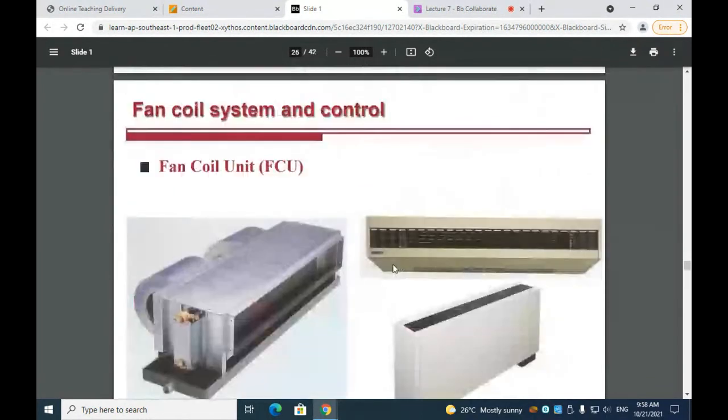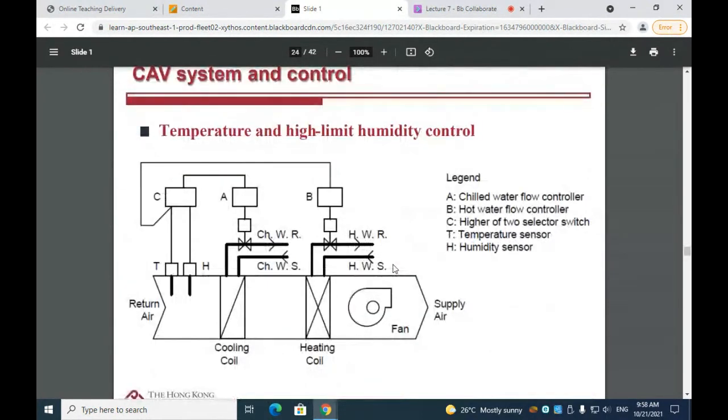So this is the last control strategy of the CAV system, and it's called temperature and high limit humidity control. So you can see that for the return air, we have two sensors. We have a temperature sensor and we have a humidity sensor. And both of them are connected to a controller, and the controller will further control the chilled water flow rate at the cooling coil, and the hot water flow rate at the heating coil.